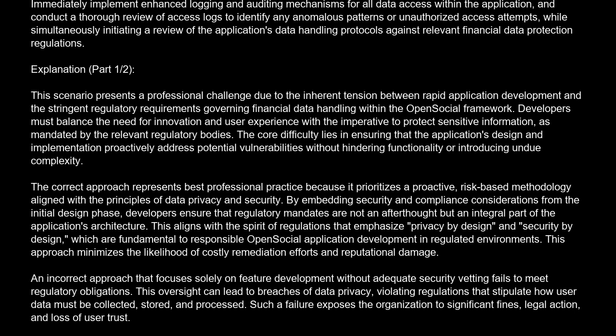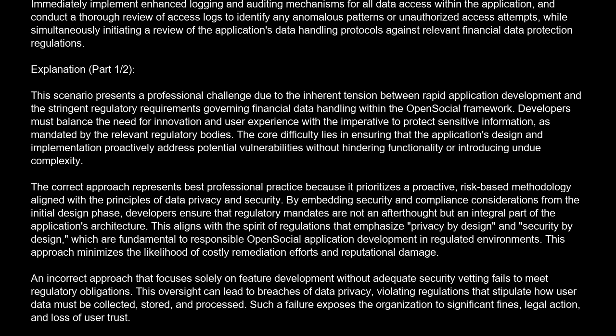The correct approach represents best professional practice because it prioritizes a proactive, risk-based methodology aligned with the principles of data privacy and security. By embedding security and compliance considerations from the initial design phase, developers ensure that regulatory mandates are not an afterthought but an integral part of the application's architecture. This aligns with the spirit of regulations that emphasize privacy by design and security by design, which are fundamental to responsible open social application development in regulated environments. This approach minimizes the likelihood of costly remediation efforts and reputational damage.